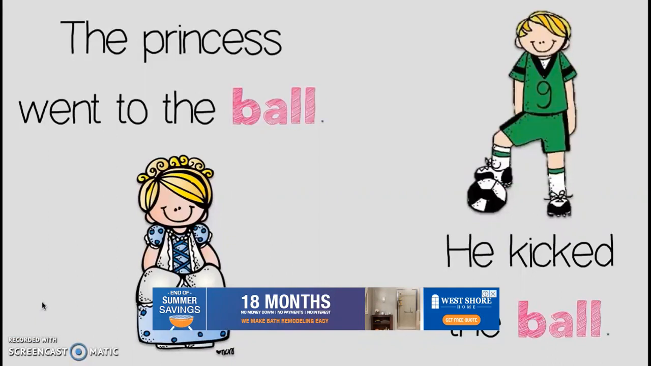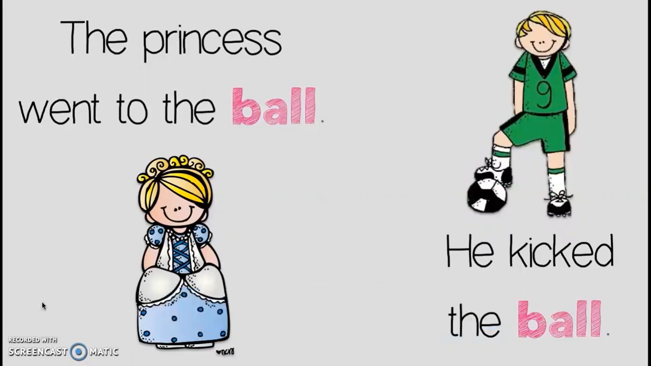Okay, now wait a minute. What do you notice about these two sentences? Yeah, they both have the same word in them, ball. See how it's in pink? But in each sentence, does the word ball mean the same thing? No. For the princess, she went to a dance that's called a ball. And for the little boy, he kicked the ball like a soccer ball. So even though the word looks the same, B-A-L-L, they have different meanings.